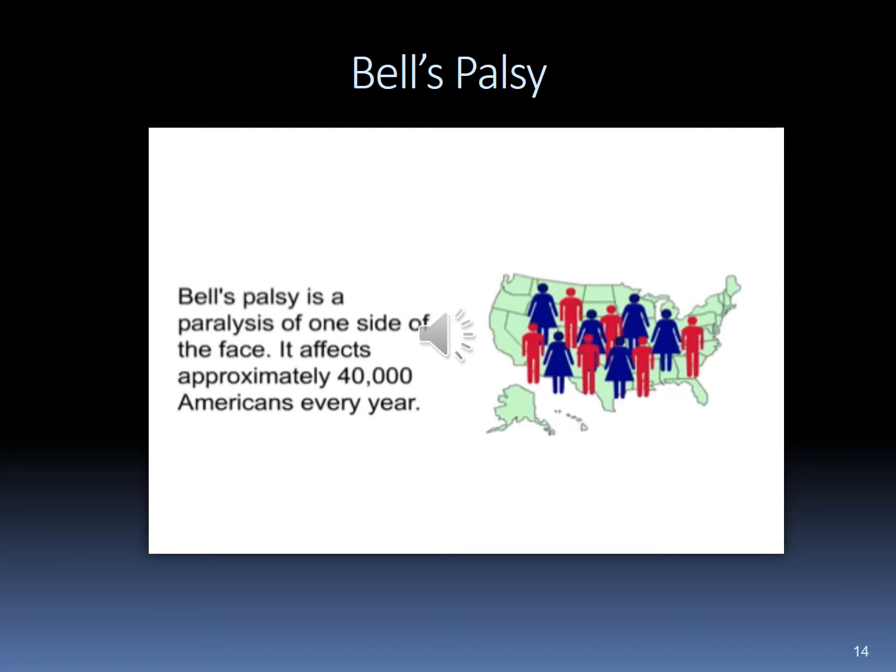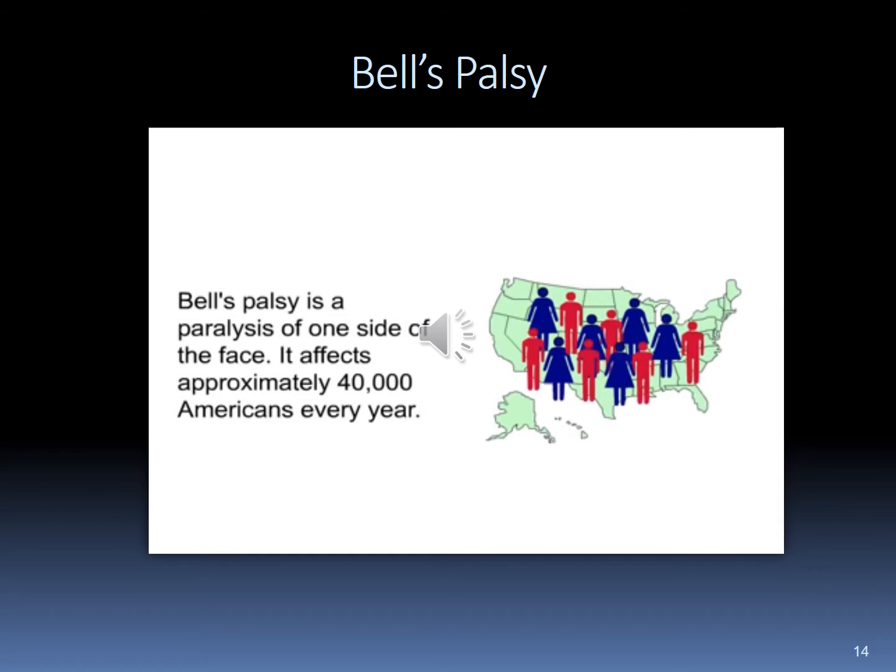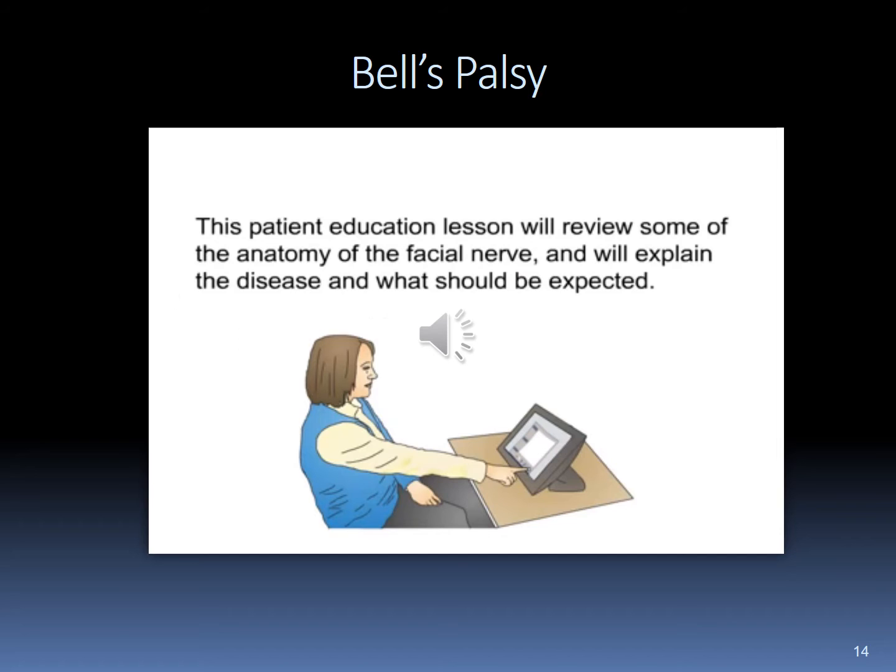Let's take a moment to view this video on Bell's palsy. Palsy is a paralysis of one side of the face. It affects approximately 40,000 Americans every year. This patient education lesson will review some of the anatomy of the facial nerve and will explain the disease and what should be expected.